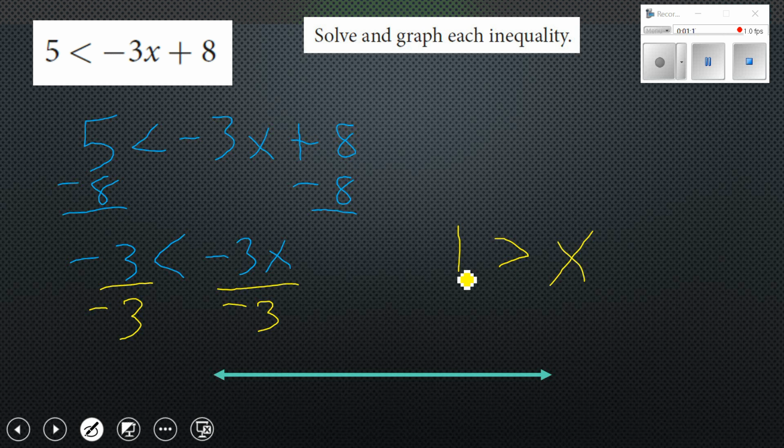Another way you can write this inequality is to write it like this. These both say the same thing. This one I'm reading from right to left, the first one, x is less than 1. The second one I'm reading from left to right, x is less than 1.